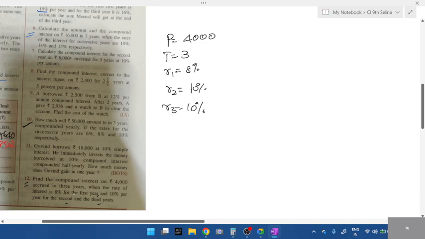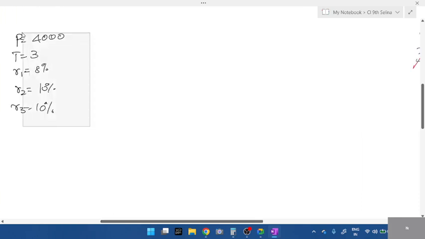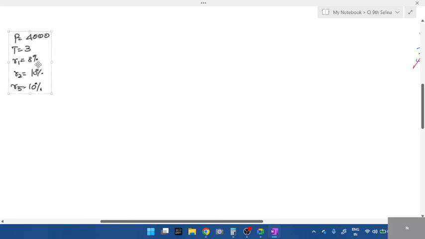In between, have they asked us to find first year, second year, third year calculation or direct compound interest? Direct compound interest is asked. Is principal given? Year by year, did you all solve? Year by year calculation was done. Same question, we use the formula method. So this is how you have to practice.